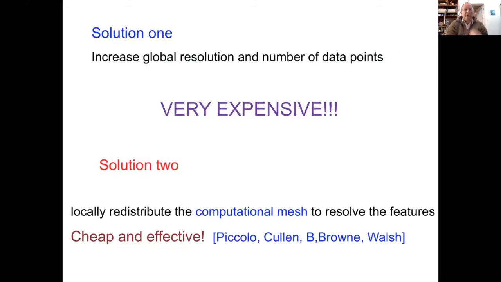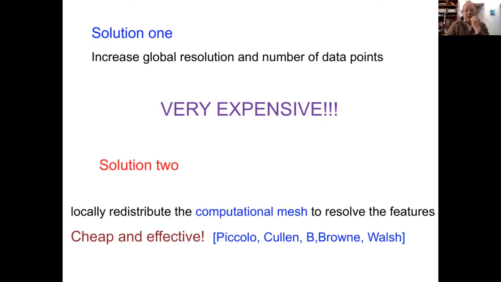Okay, so there are various solutions to this. The simplest solution, if you want to get your inversion layers correctly resolved, is to increase the global resolution and increase the number of data points. But this is very, very expensive. So to get better global resolution, if you want to halve your mesh size, that's typically going to increase the computational cost by a factor of probably about 100, because there's so much going on. So you don't want to increase your resolution without a potential increase in computer power.